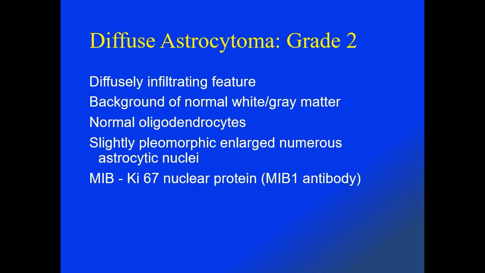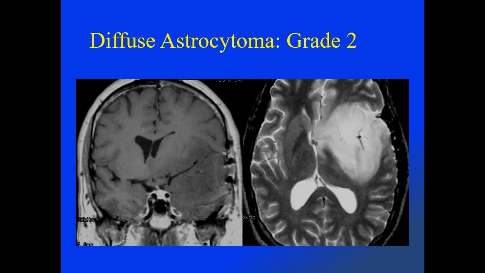They demonstrate diffusely infiltrating features within a background of normal white and gray matter with normal oligodendrocytes. They demonstrate slight pleomorphic enlarged nuclei, and they are MIB positive. These images demonstrate a poorly defined T1 hypointense lesion without much enhancement arising from the left temporal lobe with extension through the anterior aspect of the left temporal stem with localized mass effect and a predominantly hyperintense lesion on T2 images.